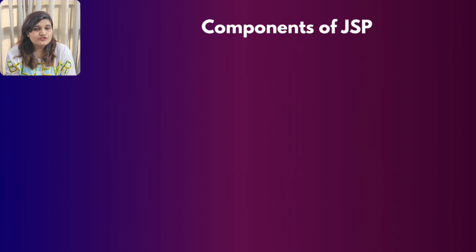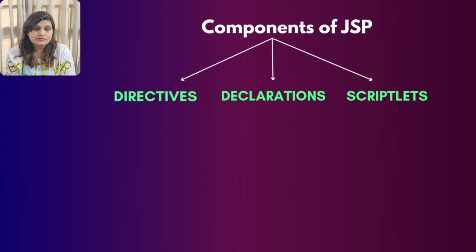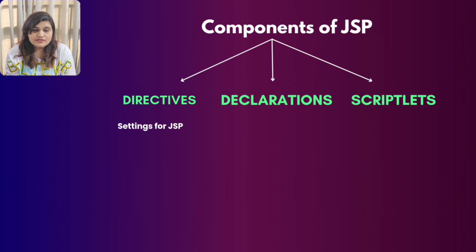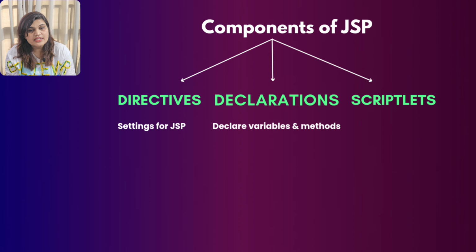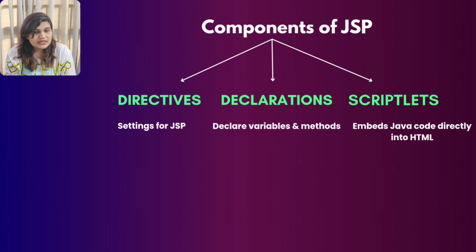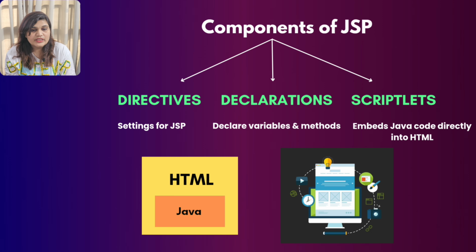Next up, components of JSP. These are the three major components you need to know: directives, declarations, and scriptlets. Directives provide overall settings for the JSP. Declarations are used to declare variables and methods. Scriptlets embed Java code directly into the HTML. These components allow you to mix Java code with HTML, making it easy to generate dynamic content.